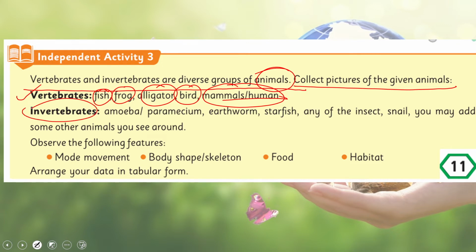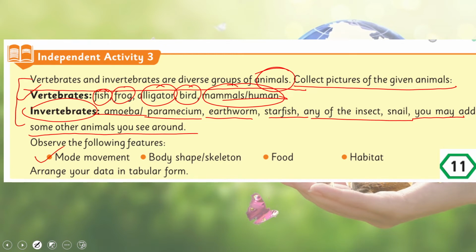So next are the invertebrates. So the animals जिनकी आपको pictures collect करनी है, they are amoeba, paramecium. किसी एक की आप कर लें, earthworm, starfish, any of the insects, snail. You may add other animals that you see around, okay, like a cockroach or anything. Observe the following features. अब आपने इन दोनों के अंदर कौन कौन से features को discuss करना है? Mode of movement, body shape, उसका skeleton कैसा है, then what they eat, their habitat, कहाँ ये रहते हैं. Arrange your data in a tabular form.